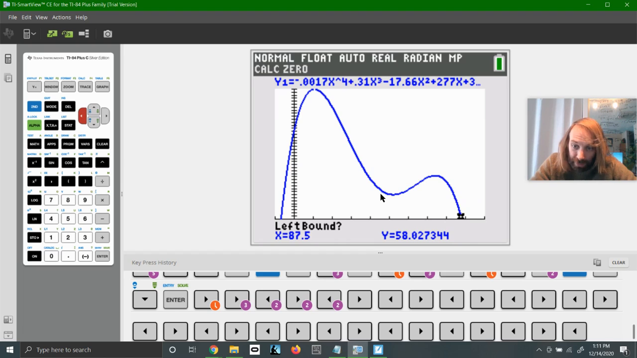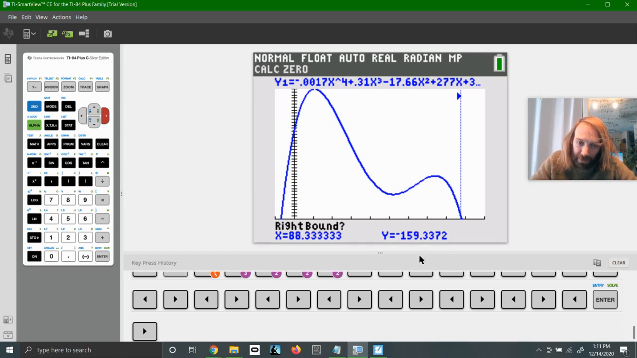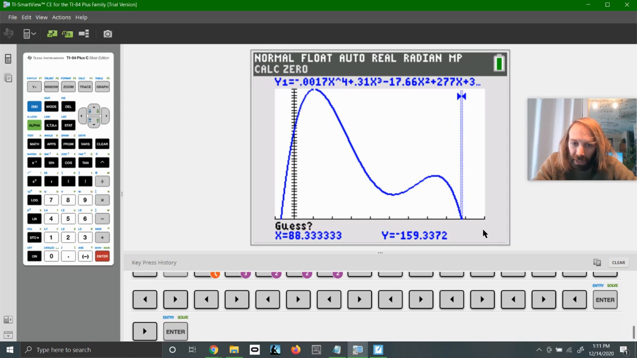So if I go to the positive, that's a left bound, right? Positive y value. I hit enter, okay, and then it's going to say right bound. Go to a negative y value. It's off the screen a little bit, but it's definitely a right bound, because it's negative now, right of the root. And then for guess, you can do the same thing. You just hit enter again. And so this is, I'm glad that it kind of did this.